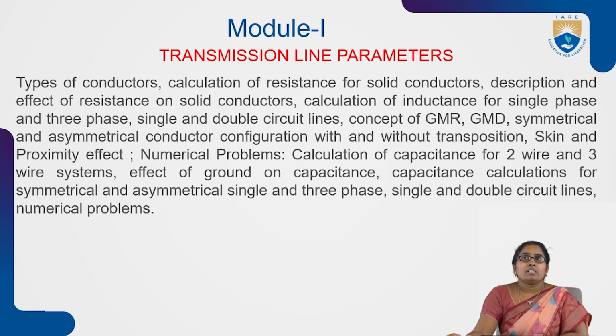Using the concepts associated with GMR and GMD, and then problems based on that, and then the third parameter, capacitance calculation for a single phase transmission line and a three phase transmission line. So this is all about module 1. The transmission line parameters are resistance, inductance and capacitance.